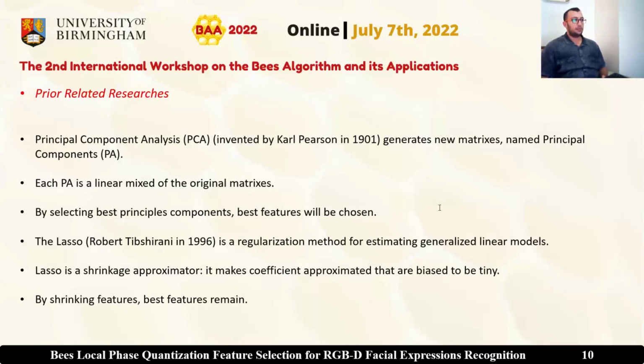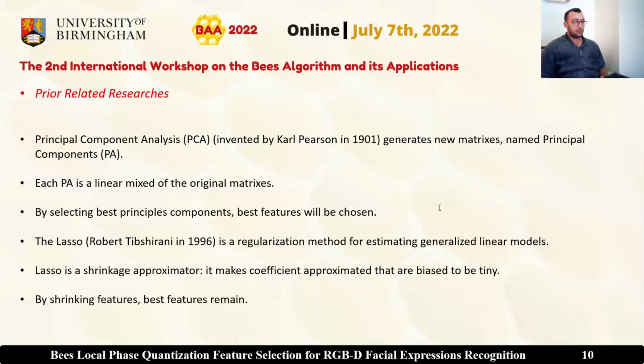So we have principal component analysis, or PCA, invented by Karl Pearson in 1901. It generates a new matrix named principal components. Each principal component is a linear mix of the original matrix. By selecting the best principal components, the best features will be selected.